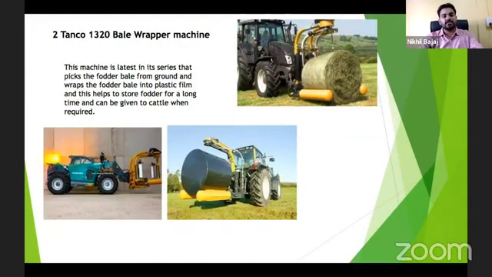This machine's name is a Tanko 1320. It is a bale wrapper machine. This machine is the latest in its series that picks up the fodder bale from the ground and wraps it in plastic film so that the fodder can stay fresh for a long time and can be given to the cattle when required. Using all these automated machines has reduced manual labor, saved time, and saved the hard effort taken by the farmer to load and unload.